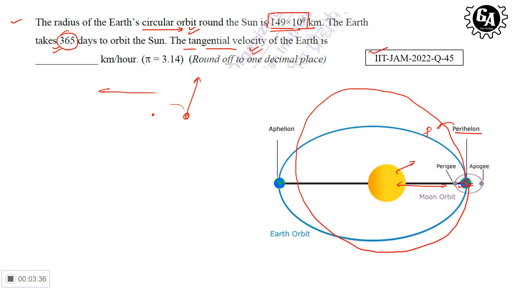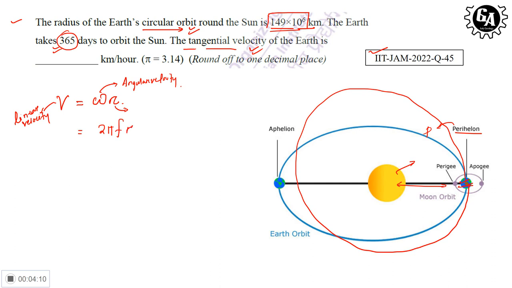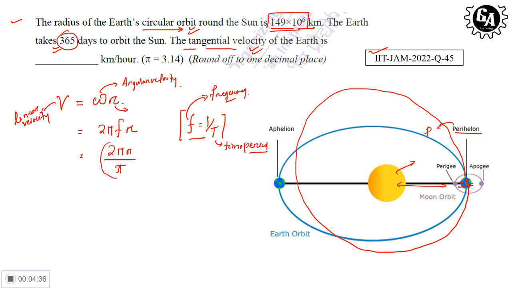There is a very simple formula for the tangential velocity: v is equal to omega into r. This v is your linear velocity, this omega is your angular velocity, and r is the radius. We know omega is equal to 2 pi f, where f is the frequency, and f is 1/T, the inverse of your time period. T is the time period, the time taken to complete one complete revolution. So we can write v is equal to 2 pi r by T.